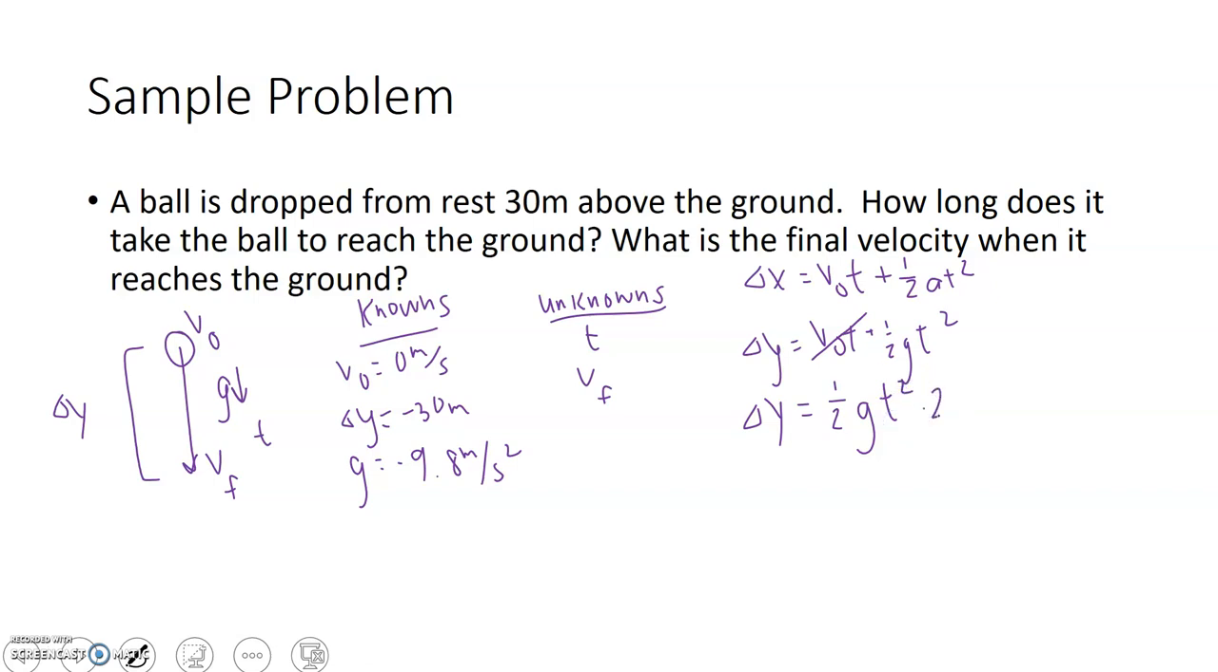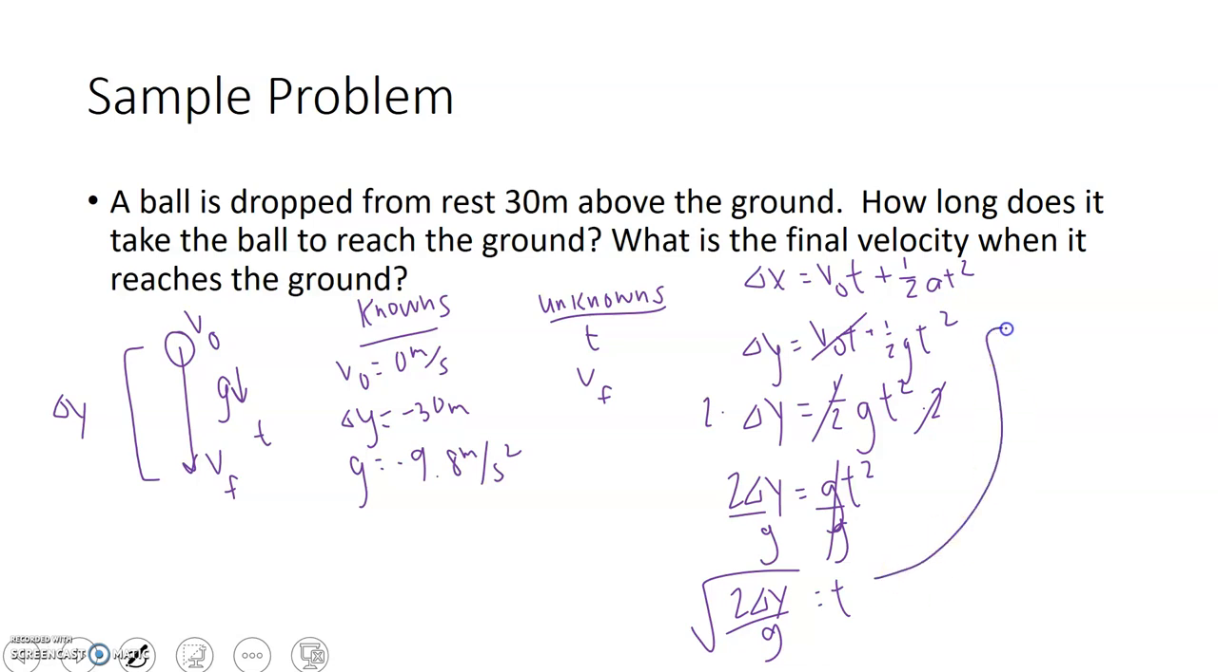Going to multiply both sides by 2. Divide by g. And then take the square root to find t. We don't want t squared, we want t. So we're now ready to put our variables in. So we have 2 times negative 30 meters, because the displacement is downward, divided by negative 9.8 meters per second squared.